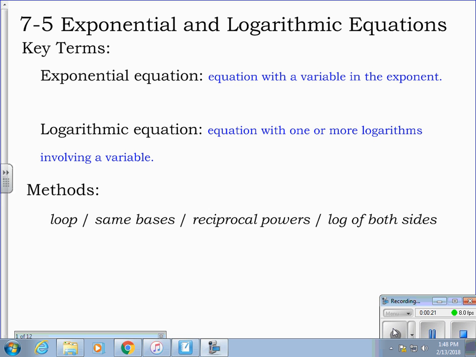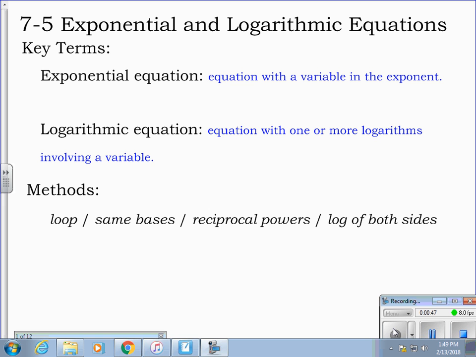You will not have a logarithm and an exponent in the same original equation. So you're not going to have the log of 3 to the x, although we could do that. Okay? But we're going to have ones where you have logarithms, so you have to solve them. You're going to have exponentials, you're going to have to solve them. We're going to do all of these methods.